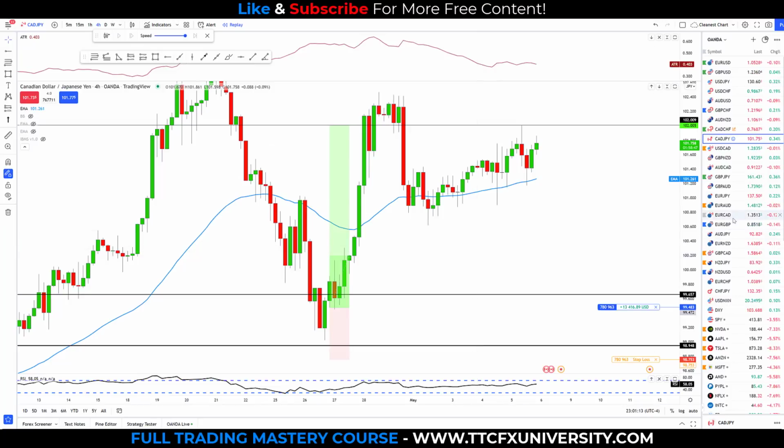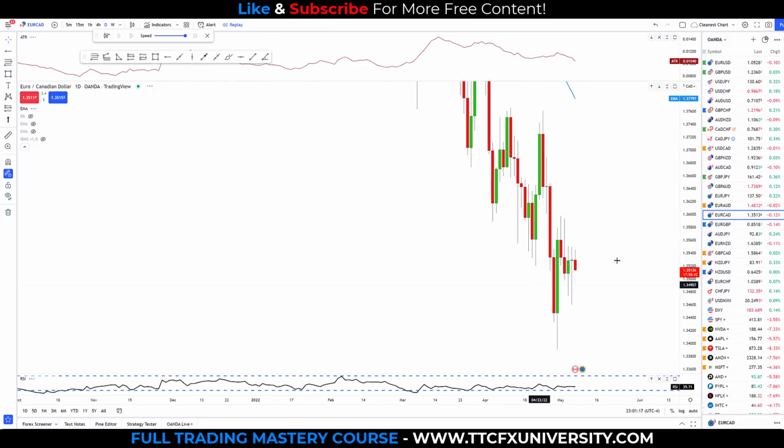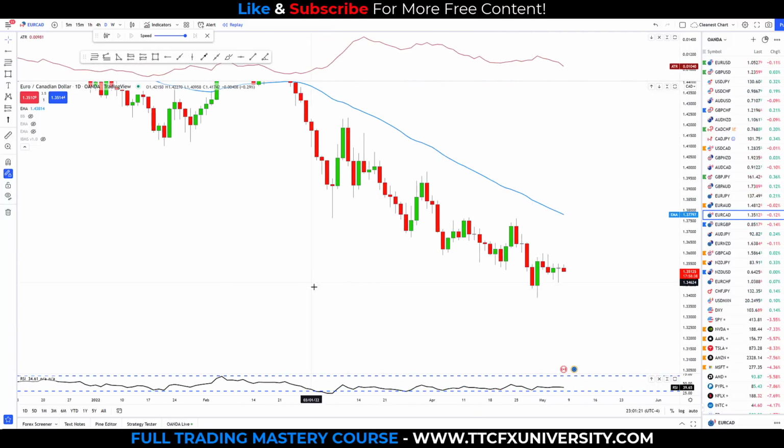So let's go over to the Euro Canada for a bearish example of this. Let's go out to the daily chart. We're going to start our analysis here. What are we looking at? We're trying to determine the trend of this market so we can see if we need to be buying or selling. Which direction do we want to go in this case? Well, considering that price is making lower lows and lower highs, just like this, we are in a selling mindset. We want to look for areas to go short in.